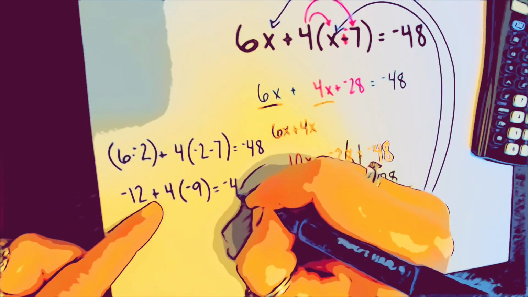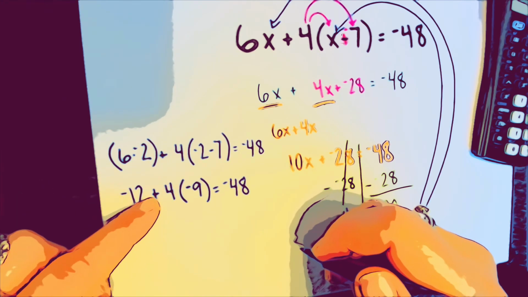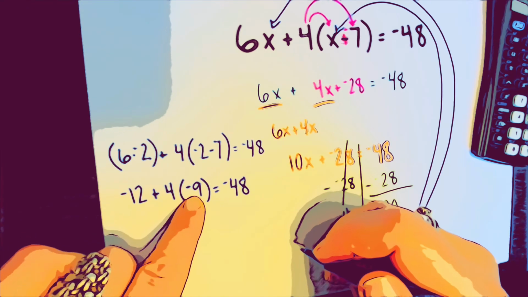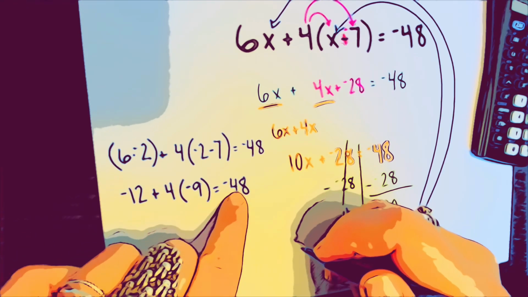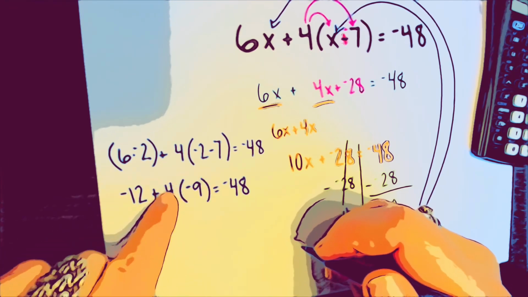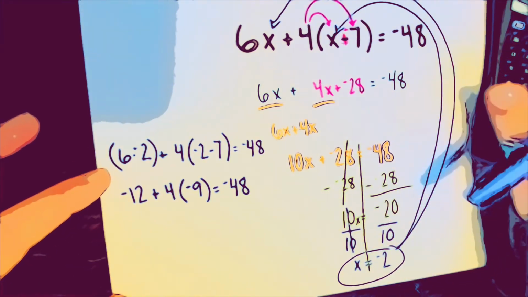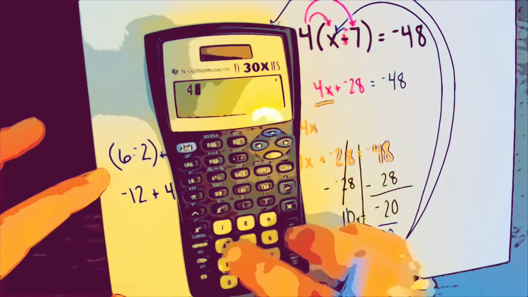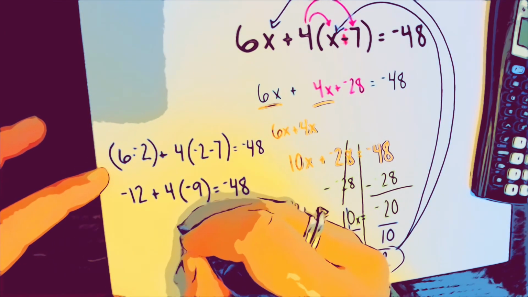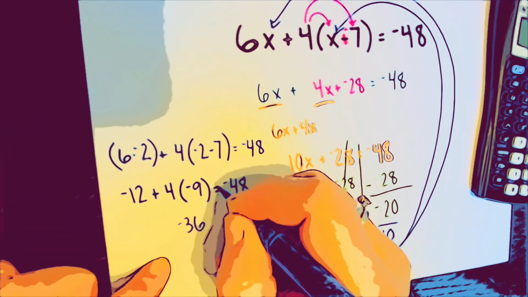Equals negative 48. Okay, so I said 6 times negative 2 is negative 12. Brought down my addition symbol, brought down my 4, did the math inside of the parentheses and rewrote its answer here inside of parentheses equals negative 48. So we need to do this multiplication question right here. If we do it, we'll have an answer for 4 times negative 9, and we'll put it right here. So 4 times negative 9 is negative 36. I'm going to put the number negative 36 right here, because 4 times negative 9 is negative 36.